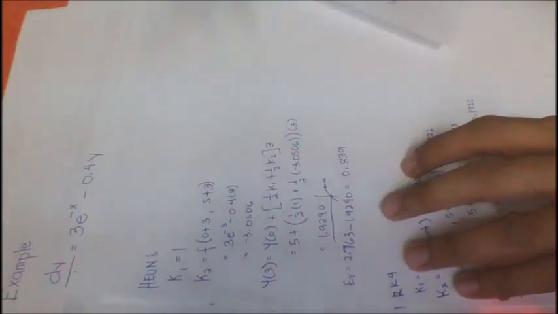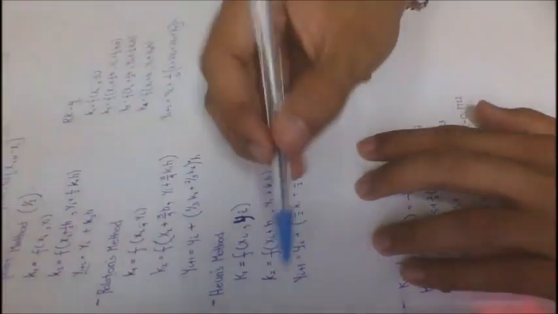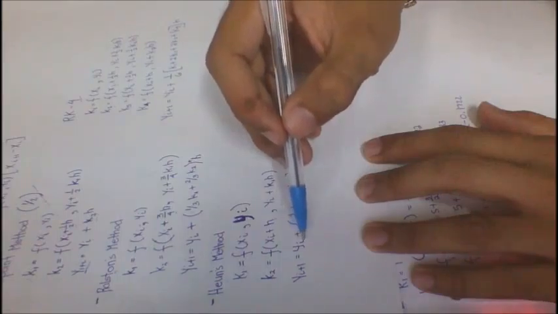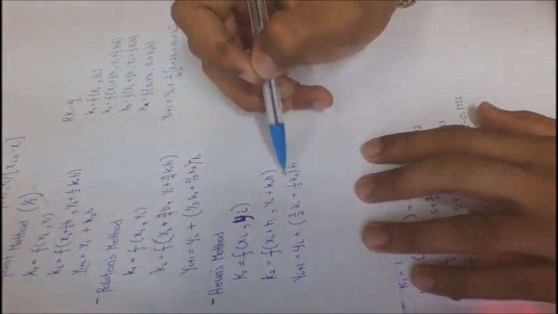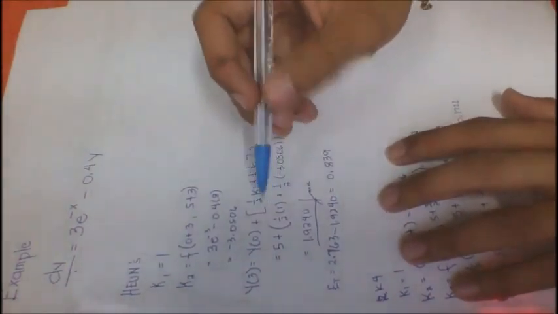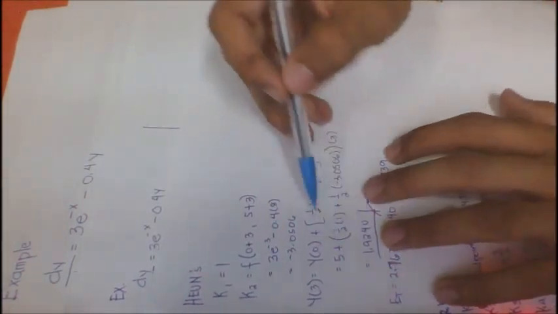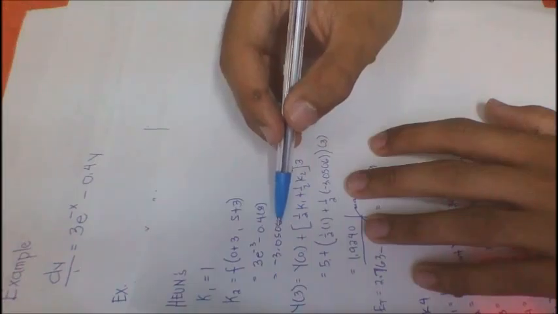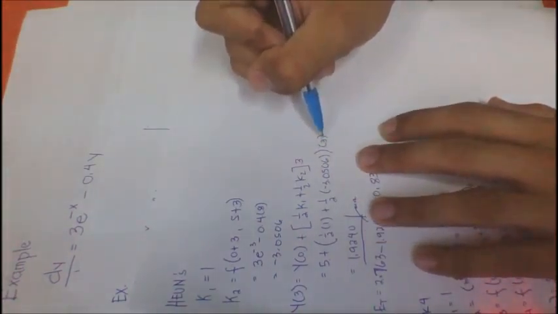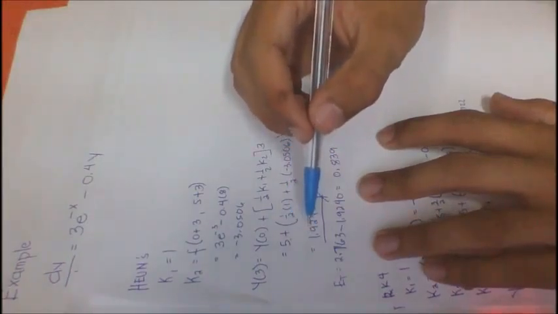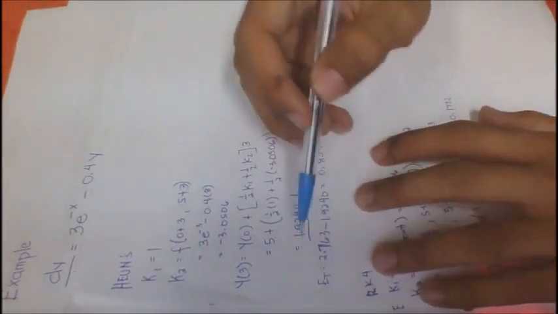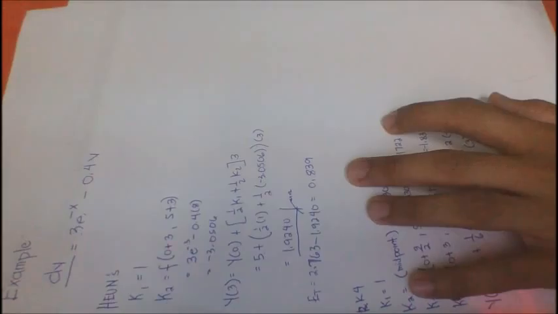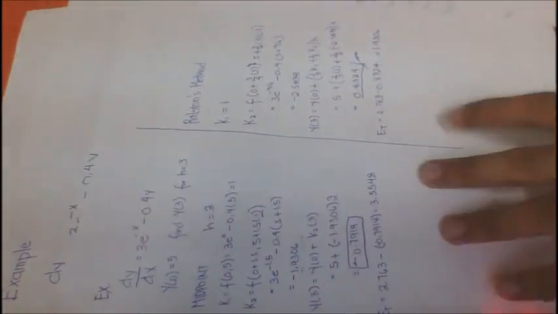Now, substituting that into our equation for getting the value of our next y, at x equals 3, it will be equal to y initial plus 1 half of K1 plus 1 half of K2 multiplied by our step size. So 5 initial y plus 1 half of K1, which is 1, plus 1 half of K2, which is negative 3.0506, multiplied by the step size 3. The answer for that will be 1.9240. So its relative true error will be 2.763 minus 1.9240, which is 0.839.